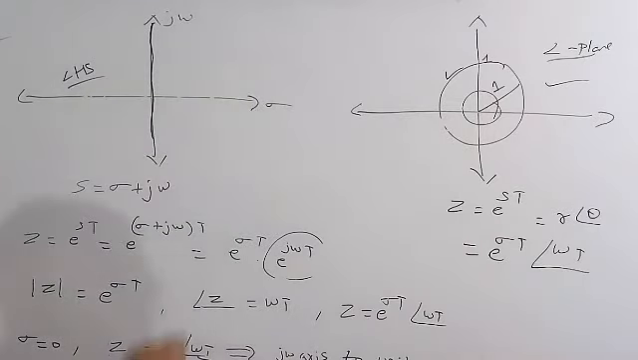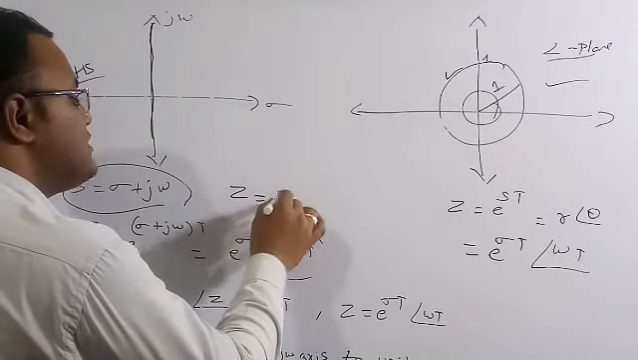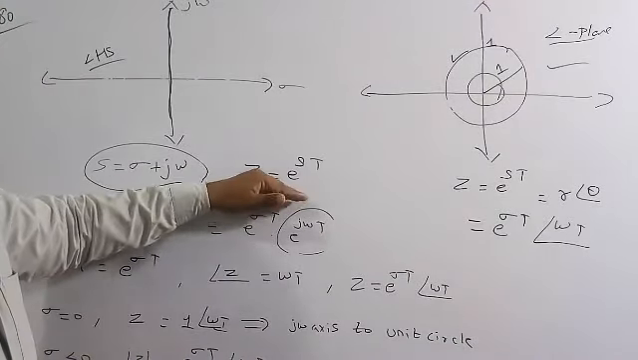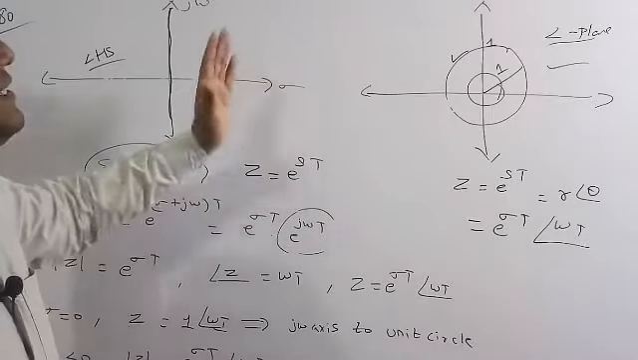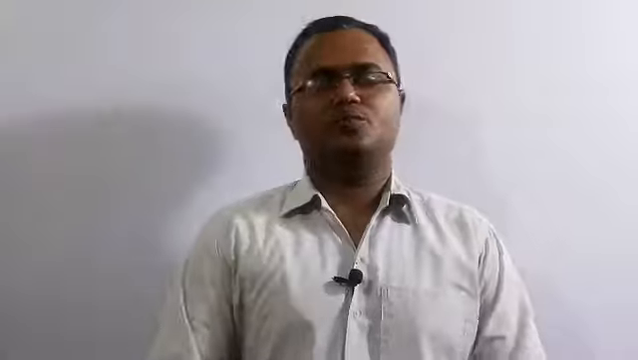The conversion is very simple. S is equal to sigma plus j omega, and Z is equal to e to the power of st. Even if you don't remember anything else, if you remember this one basic relation, Z is equal to e to the power of st, then we can easily convert from the S plane to the Z plane. By this lecture, you have successfully completed the 18 numericals, which are the questions of the TSPSC HMWS question paper, in a very detailed manner.